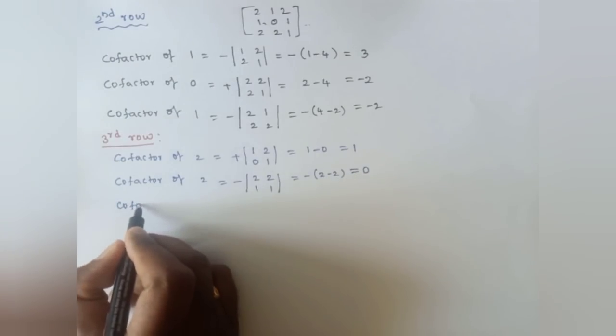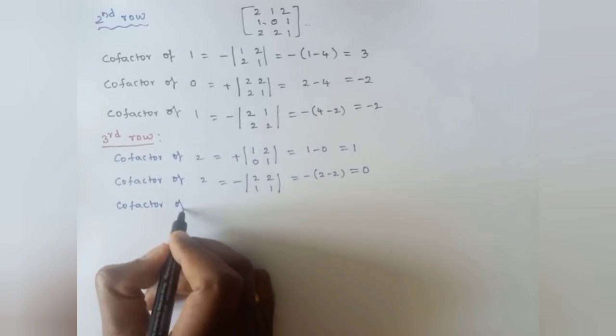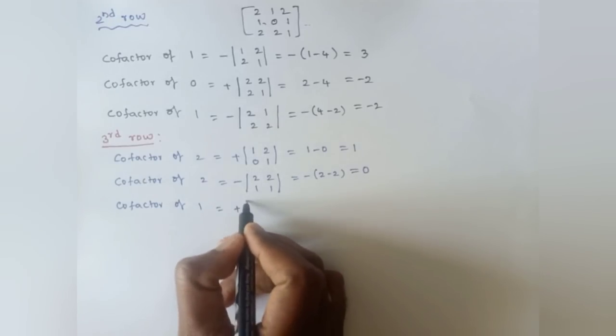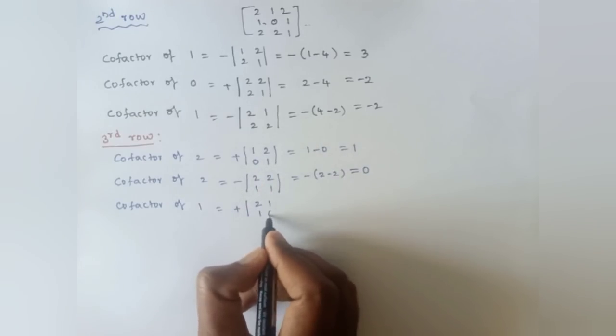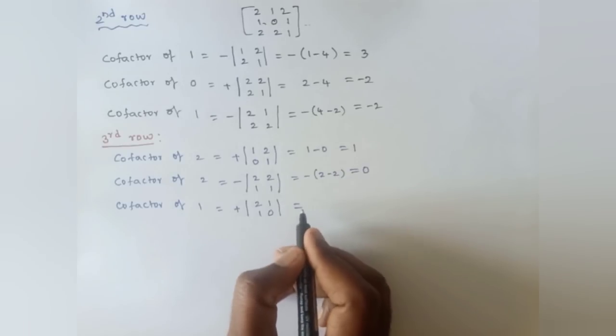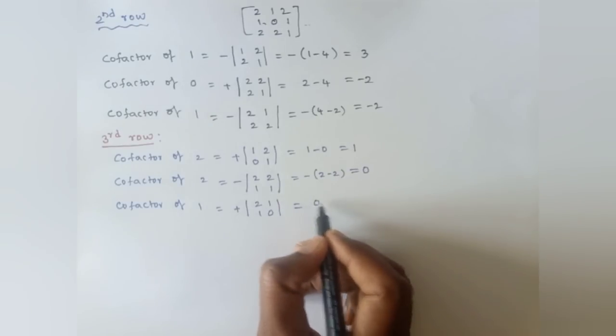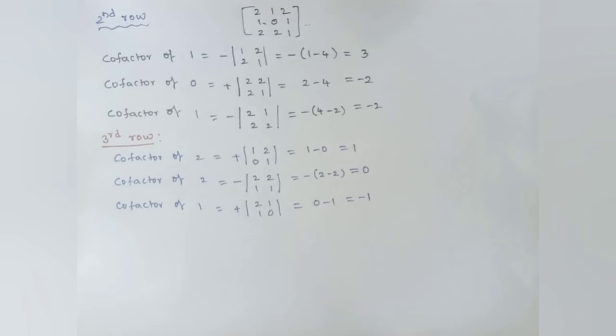Next, the cofactor of 1, so the sign is positive, and this is 2 1 1 0. So it is 2 into 0, 0 minus 1, so finally it is minus 1.